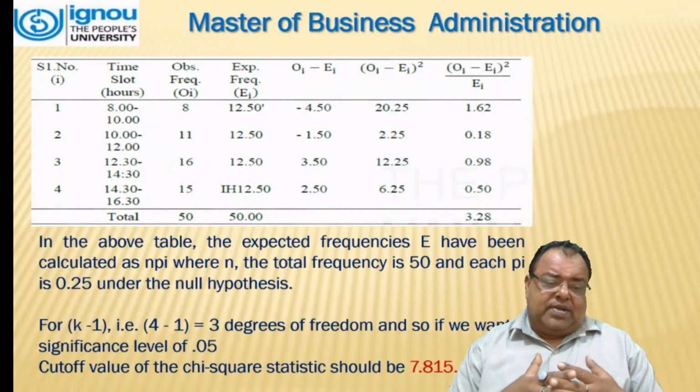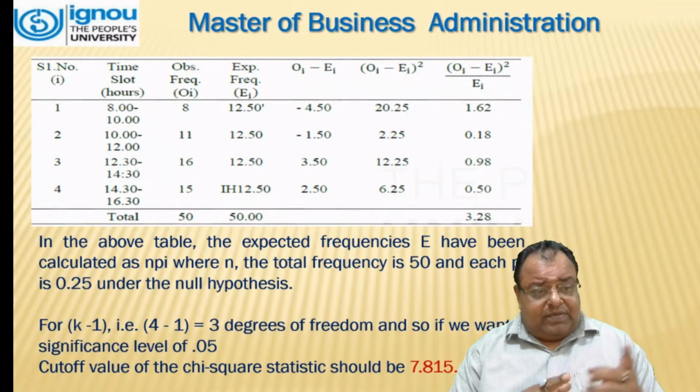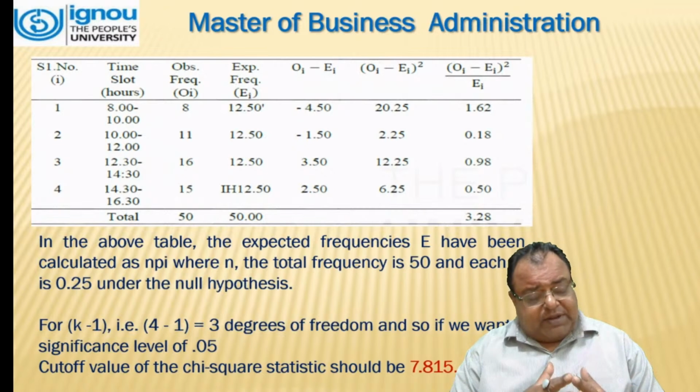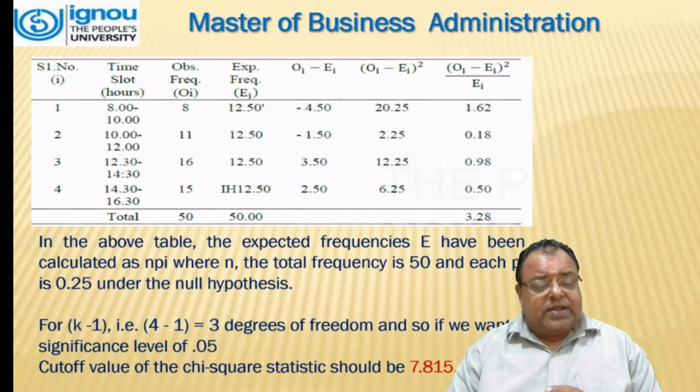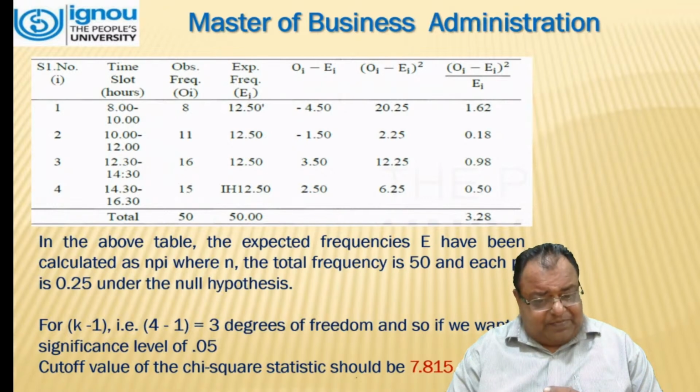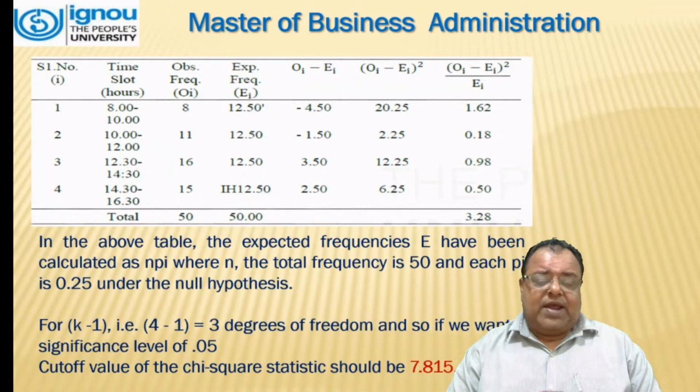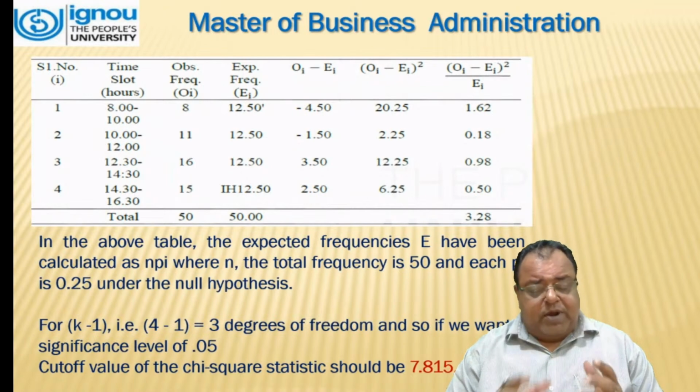Degree of freedom will be K minus 1. There are four values, so 4 minus 1, that is 3. With 3 degrees of freedom at the 0.05 significance level, your expected value or the tabular value is 7.815. Your calculated value is 3.28.